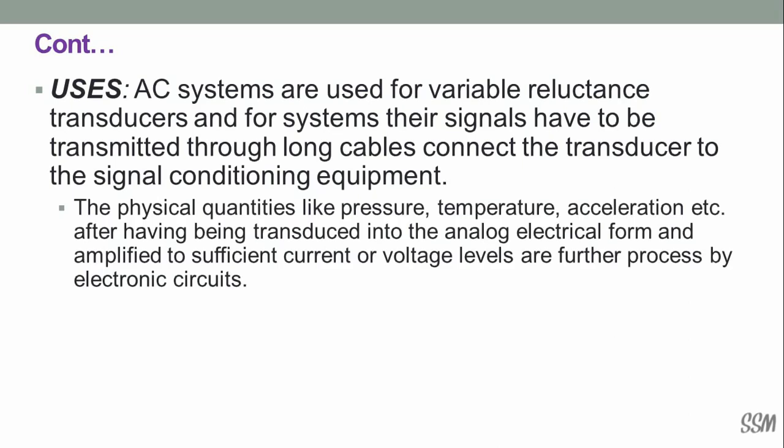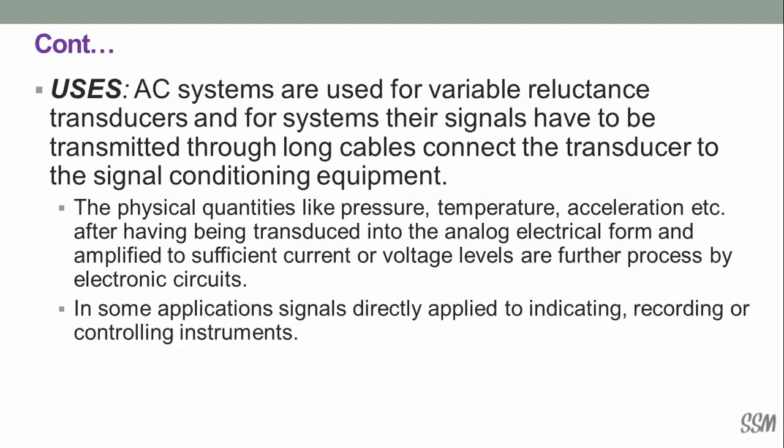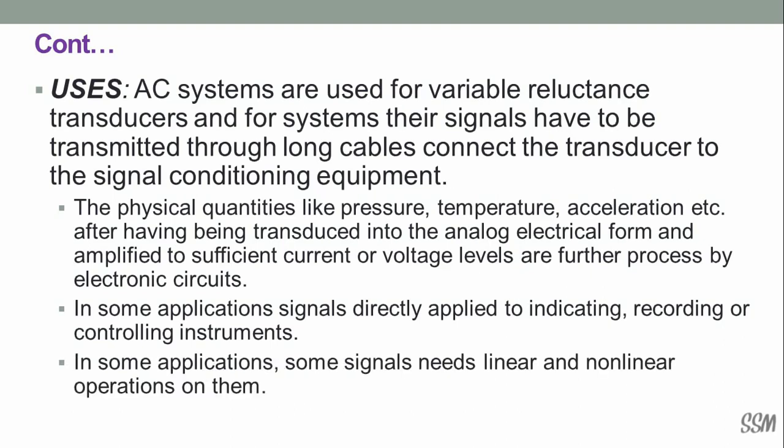The physical quantities like pressure, temperature, acceleration, etc., after having been transduced into analog electrical form and amplified to sufficient current or voltage levels, are further processed by electronic circuits. In some applications, signals are directly applied to the indicating, recording, or controlling instruments. In some applications, linear and non-linear operations need to be performed on the signals.